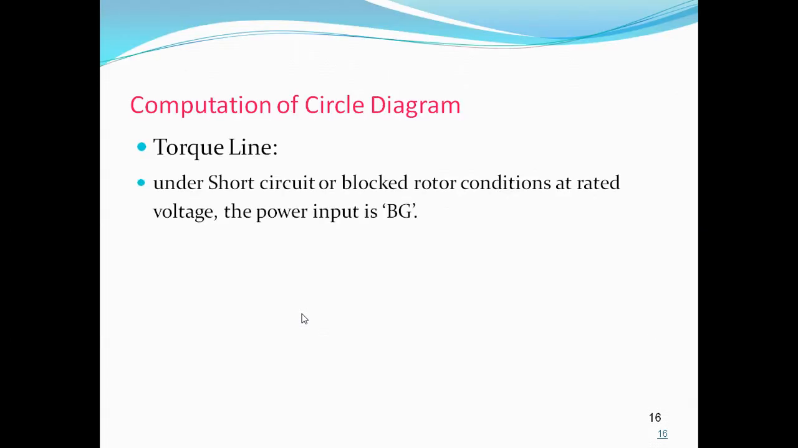So the torque line. What we can understand from this torque line: under short circuit or blocked rotor conditions at rated voltage, the power loss is BG.